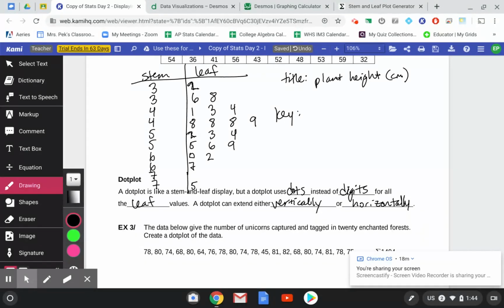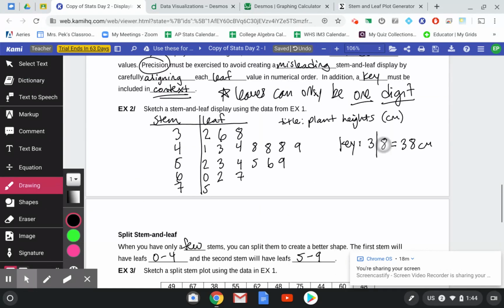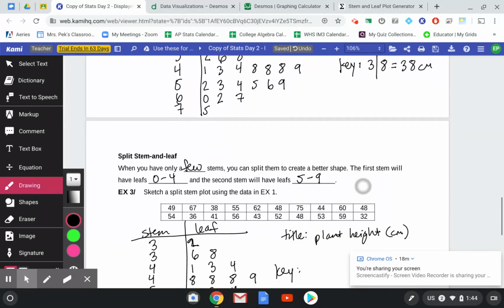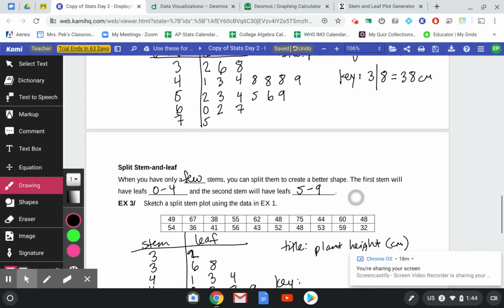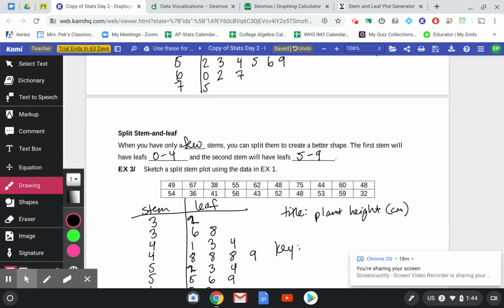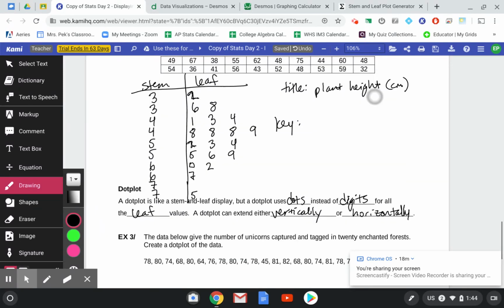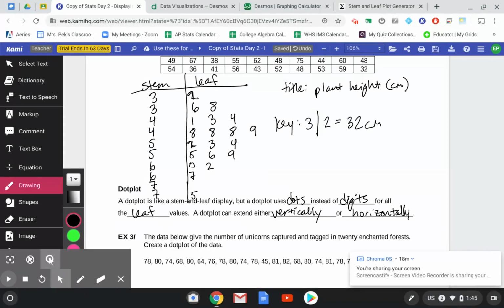And this is the same data. It just gives us a little bit of a different way to look at the shape. If we look at it here, we only have 1, 2, 3, 4, 5 intervals. Here I now have 10 intervals, so it just gives me a little bit more of a shape. Again, my key is going to be the same kind of thing. We're going to write one of our stems, so we've got 3, and then our vertical line, 2, and then we say what that represents, 32 centimeters in context.